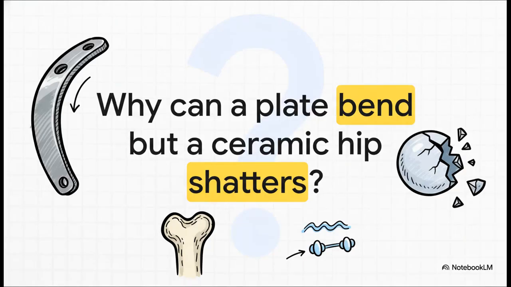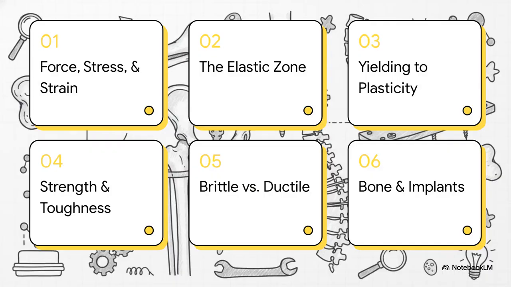So let's kick things off with a question that really gets to the heart of what we're talking about today. You know, a surgeon can take a metal plate, bend it in their hands, and shape it to fit a bone perfectly. But if you tried to do that with a ceramic hip head, it would just shatter into pieces. Why is that? Well, the answer is all wrapped up in the basic properties of these materials, which we're about to break down. And here's our game plan.